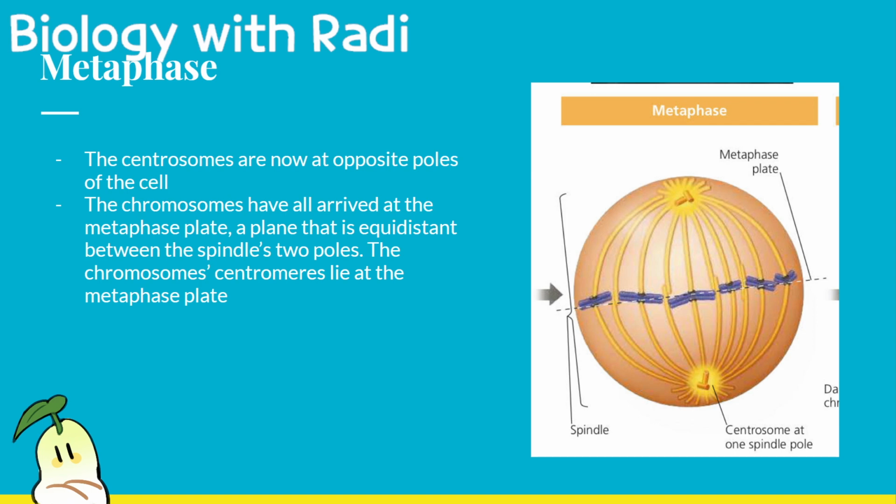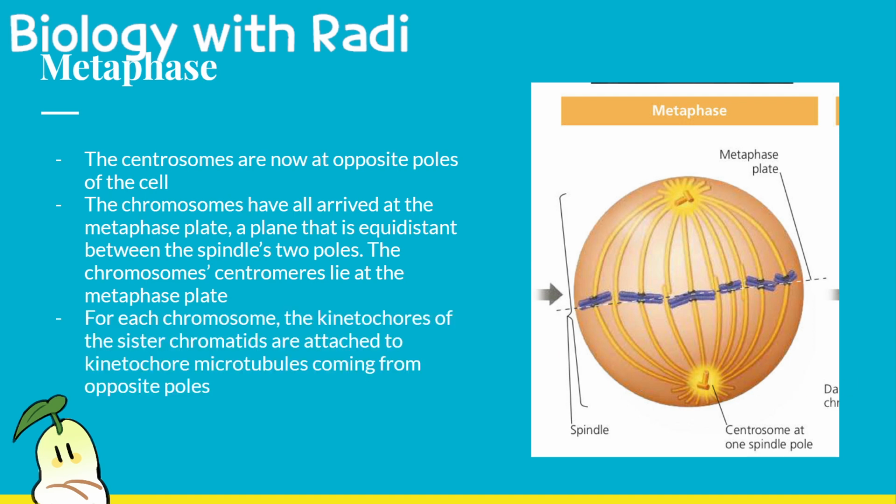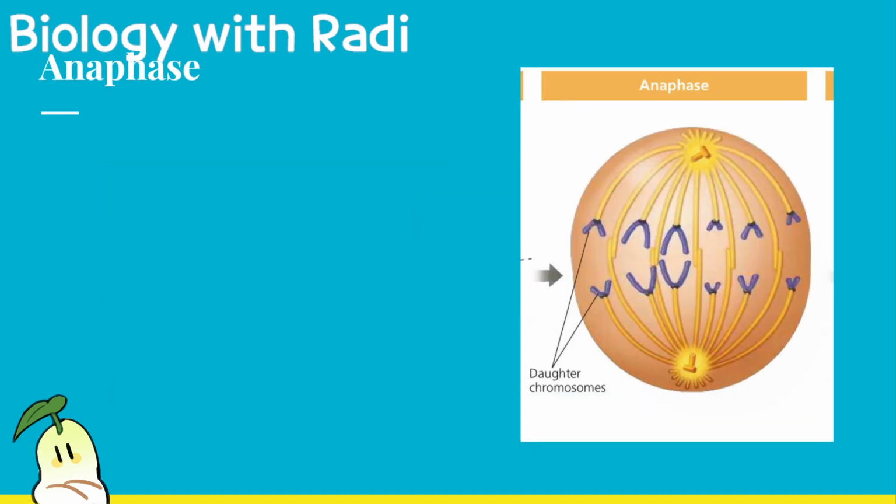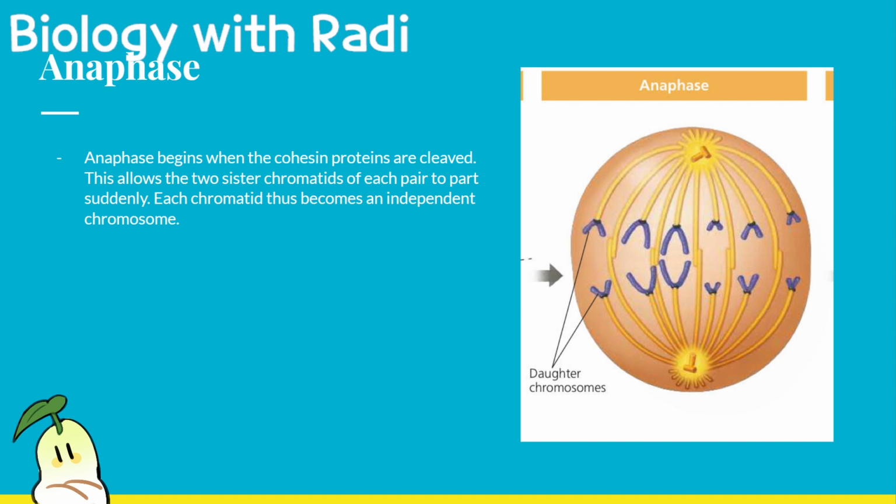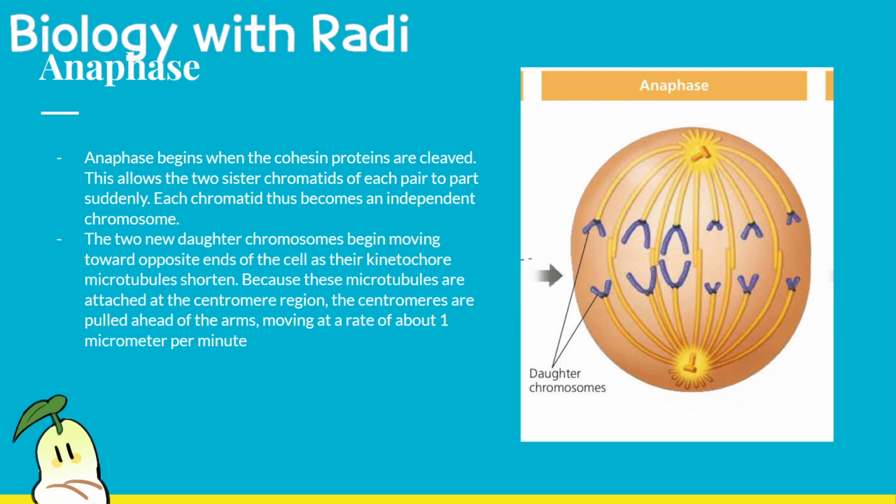For each chromosome, the kinetochores of the sister chromatids are attached to kinetochore microtubules coming from opposite poles. So now anaphase comes next. This phase is the shortest stage of mitosis, often lasting only a few minutes. It begins when the cohesin proteins that we talked about before, which keep the sister chromatids together, are cleaved. This allows the two sister chromatids of each pair to part suddenly.